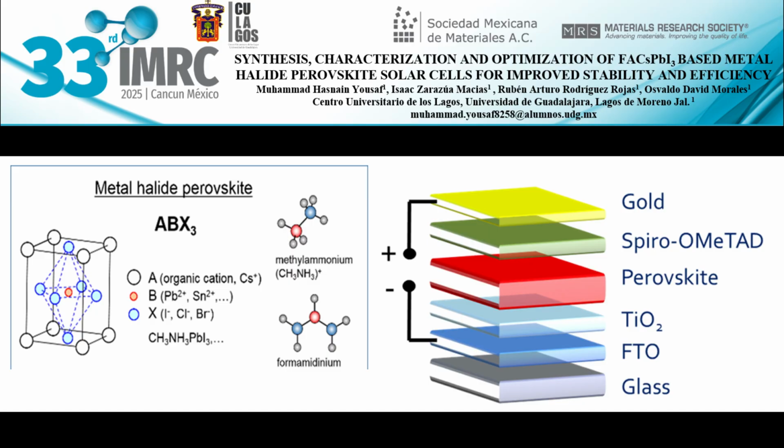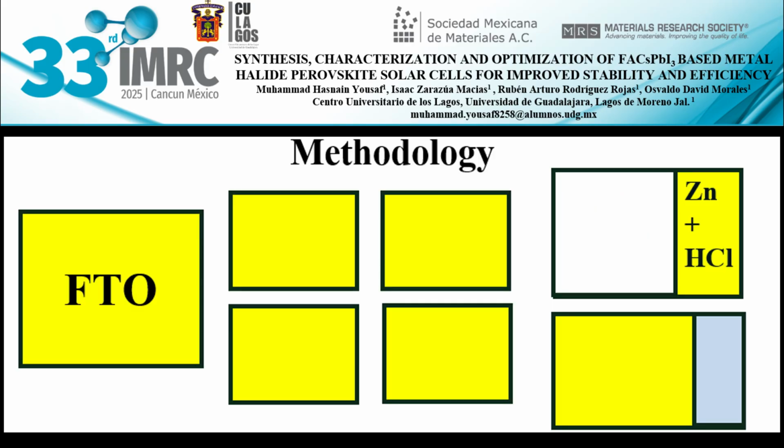The basic structure of a perovskite solar cell is shown, which has a glass coated with FTO, then an electron transport layer which is titanium oxide, then a perovskite layer, then a hole transport layer which is spiro-OMeTAD, and finally the counter electrode which is gold or silver. Moving on to our next section, that is methodology.